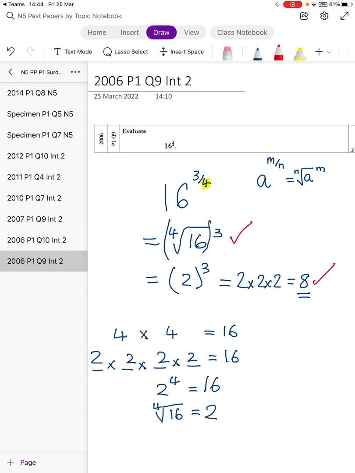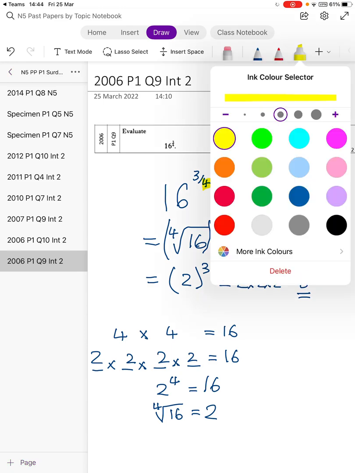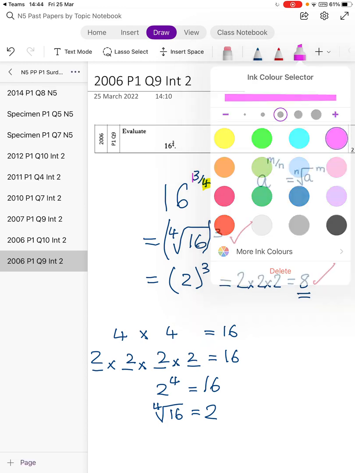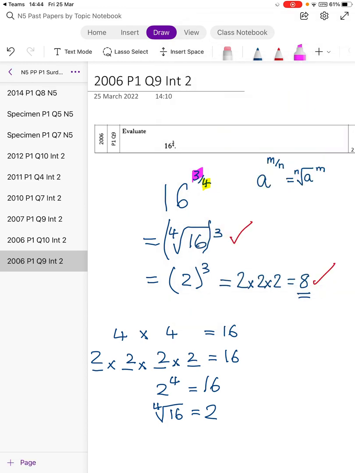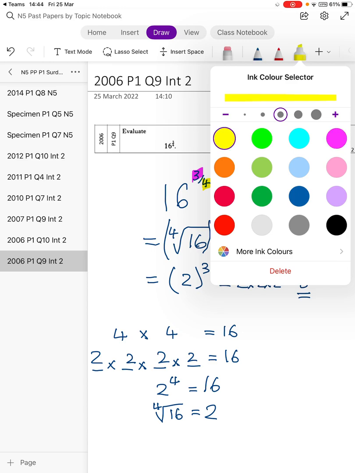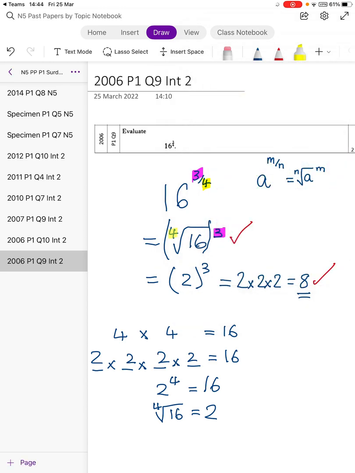And just to highlight that for us and say the 3 here is the power, what we normally do when we see the little numbers, but the one under the fraction bar becomes the root number that we're aiming for. So 16 to the 3/4 was the 4th root of 16 cubed.